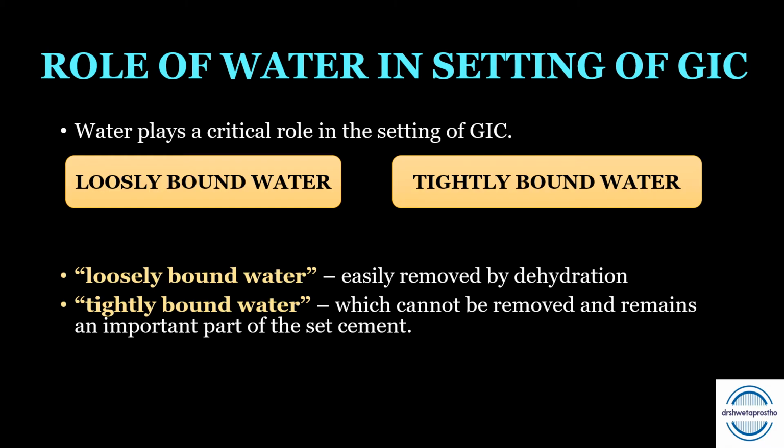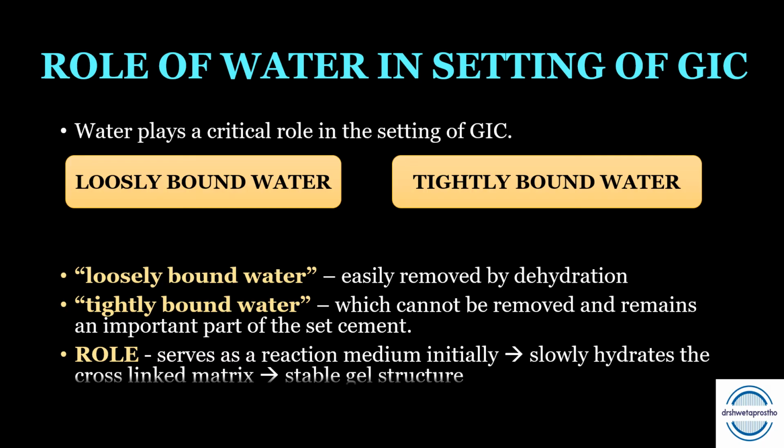What is the role of this water? It serves as a reaction medium initially and then slowly it hydrates the cross-linked matrix. It provides stability to the gel structure that is stronger and is less susceptible to moisture.